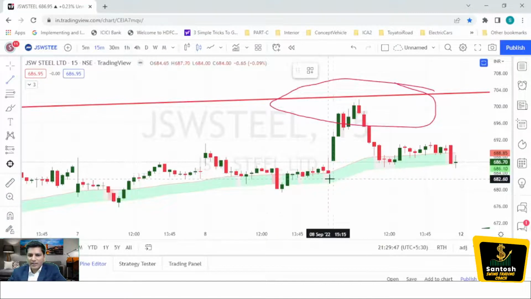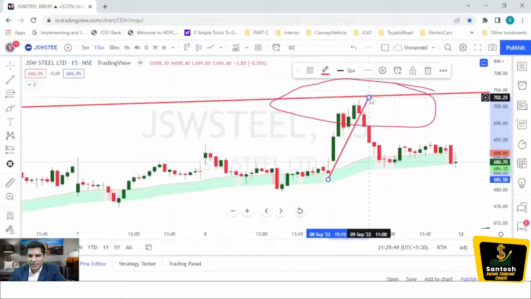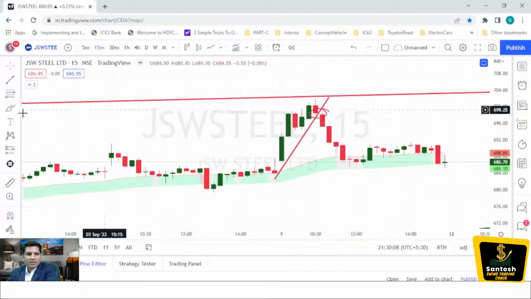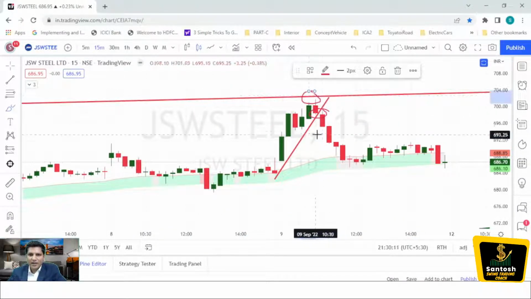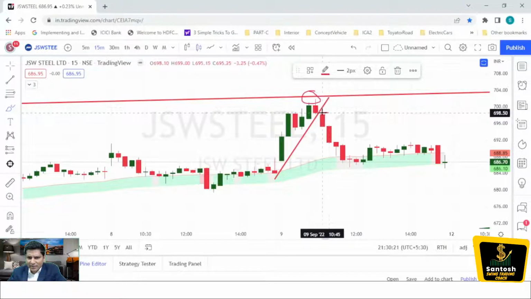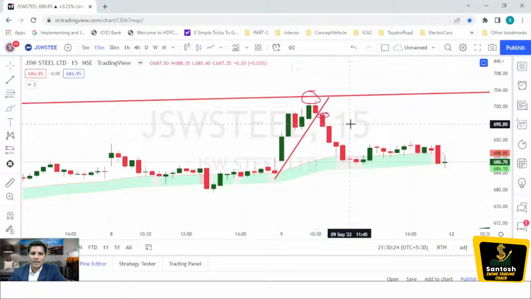When I draw a trend line like this, the price has got rejected from the trend line and it has come down. So this was the main point. One of the points for taking this trade is that the price has got rejected from the resistance line here, and also the price has got rejected from the trend line as well here. So my entry point was exactly here on the top of the candle.